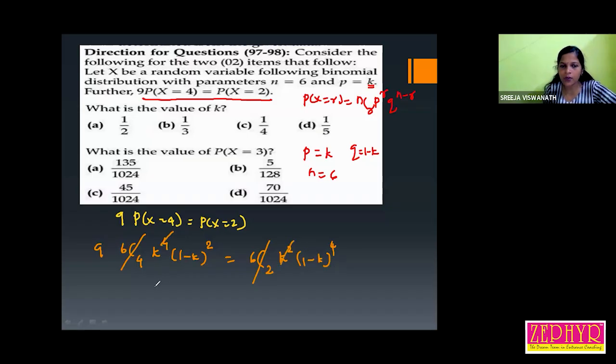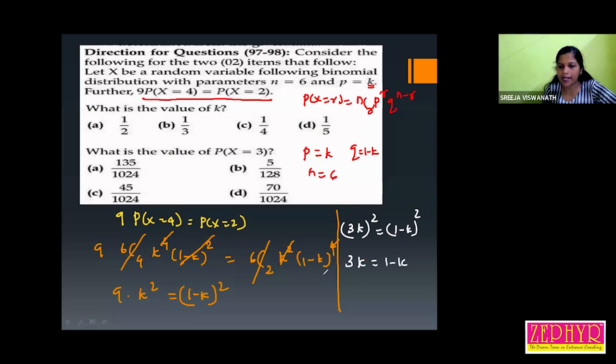K raised to 4 and K square, so remaining 9 into K square. 1 minus K square and 1 minus K square. So we get 9K square is equal to 1 minus K the whole square. That is 3K the whole square equal to 1 minus K the whole square. From here, 3K equal to 1 minus K and 4K is equal to 1, K equal to 1 by 4. Answer option C. K equal to 1 by 4. Okay.